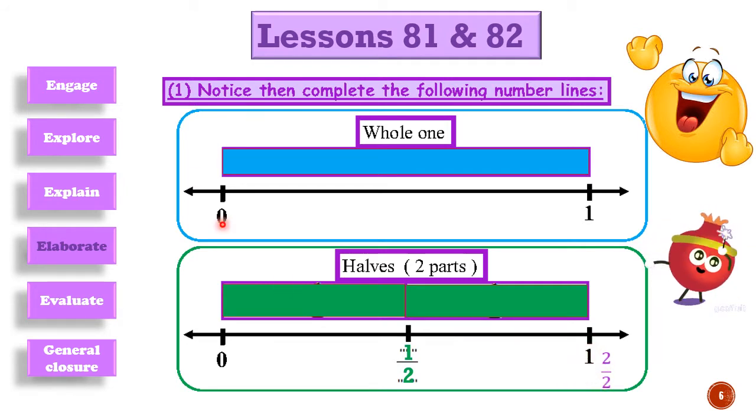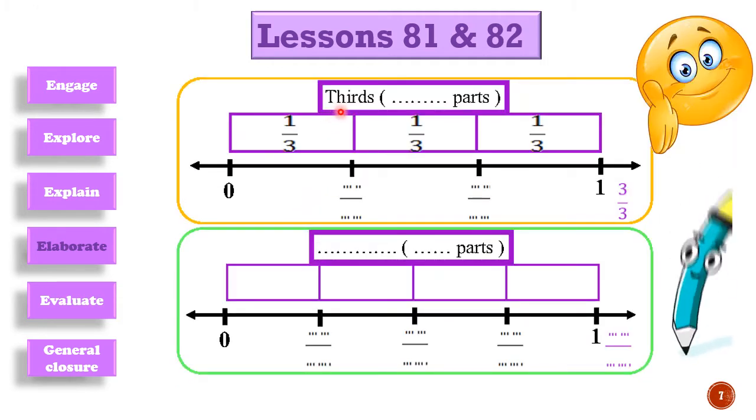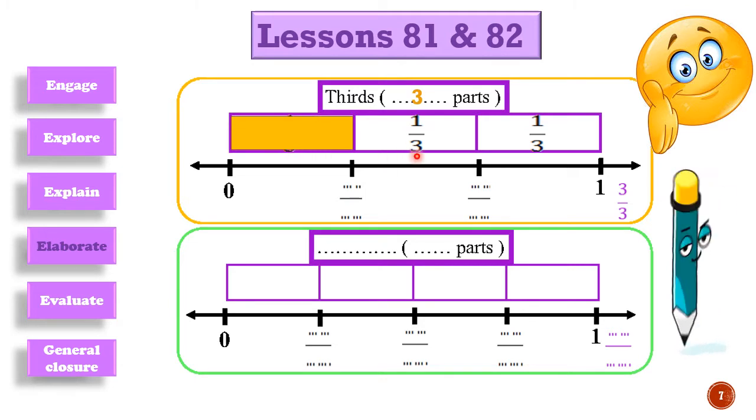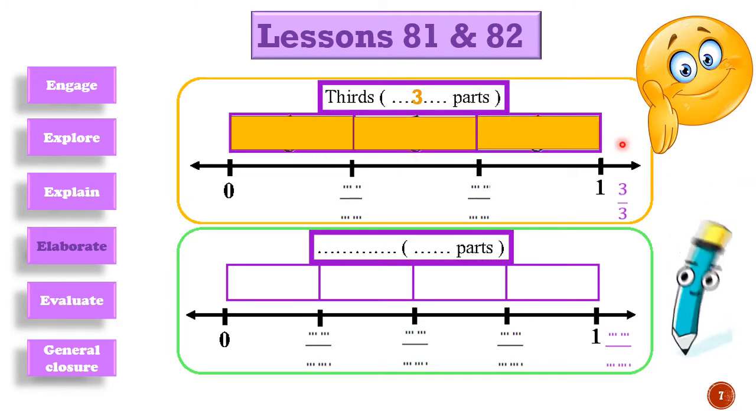2 halves. Next one we have thirds. How many parts? As we know before, third means 1 in numerator and 3 in denominator. Then we will have 3 parts. The first part is a third, second part a third, and third part is a third. We have in our fraction strip 3 equal parts. Each part is a third.